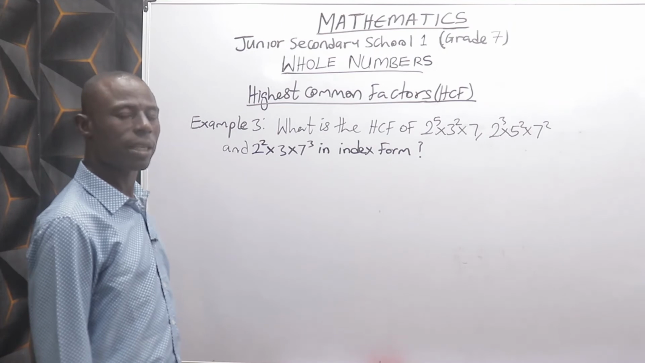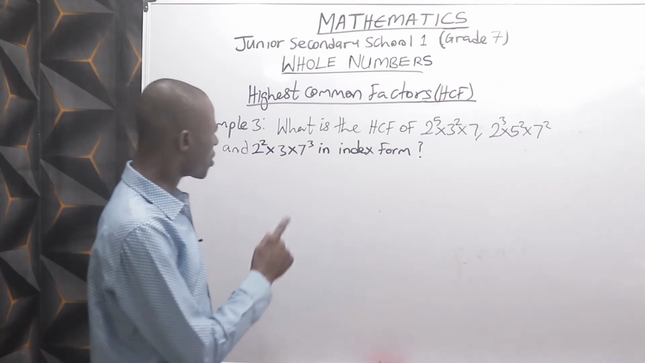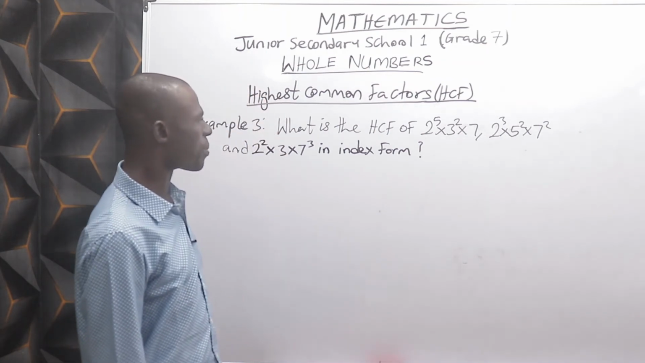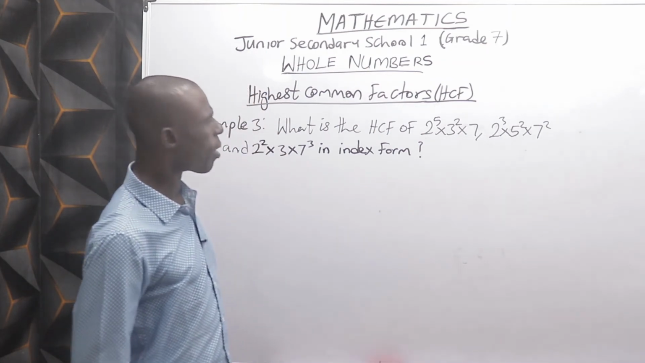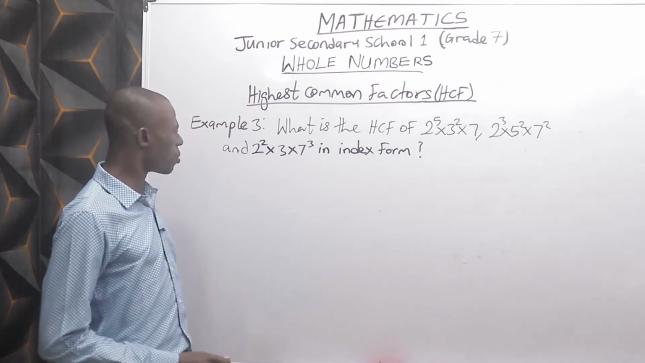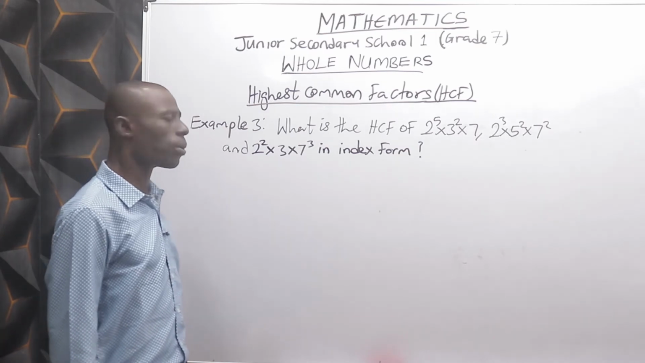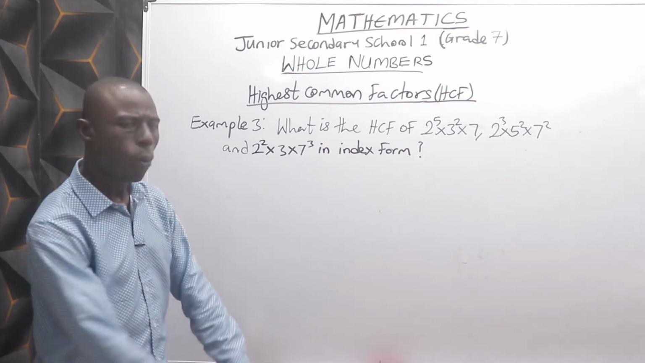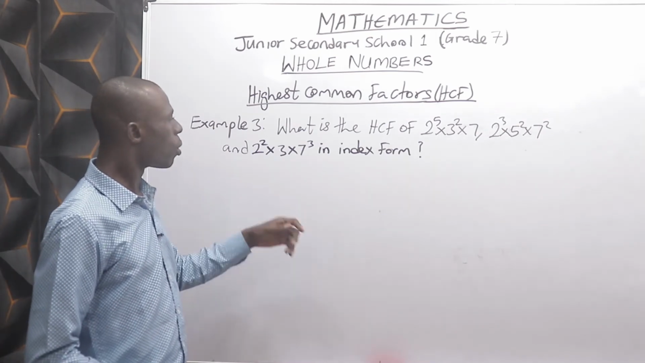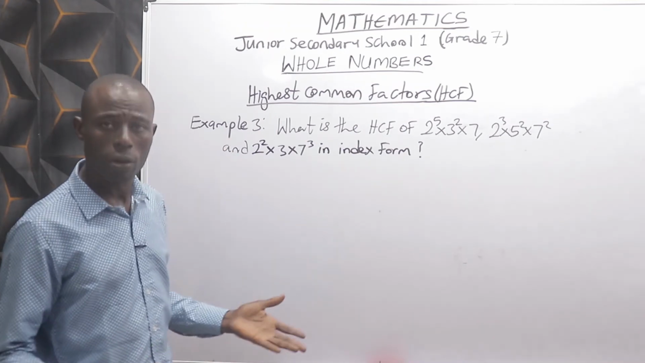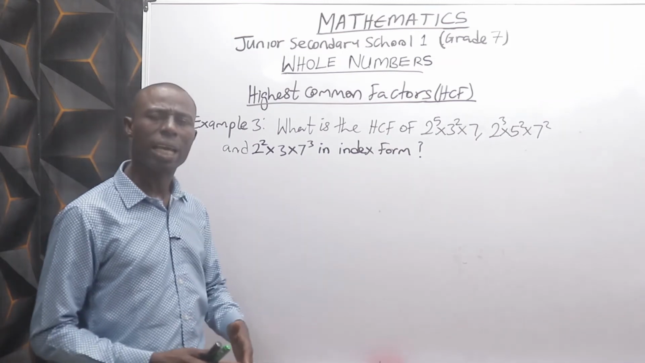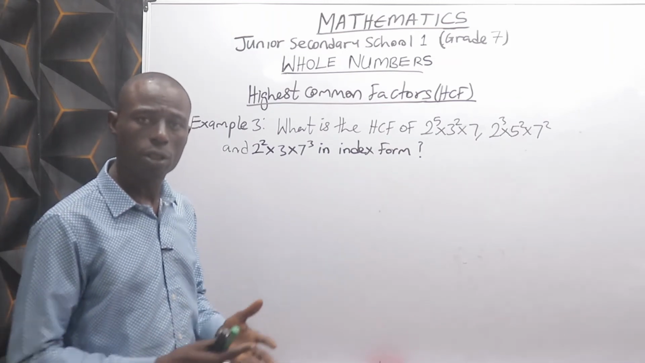Let's consider this example 3. What is the HCF of 2 raised to power 5 times 3 raised to power 2 times 7, 2 raised to power 3 times 5 raised to power 2 times 7 square, and 2 raised to power 2 times 3 times 7 raised to power 3 in index form? When the question is asked this way, you don't have to bother yourself with the long division method again. You have been given the question in product of prime factors approach.